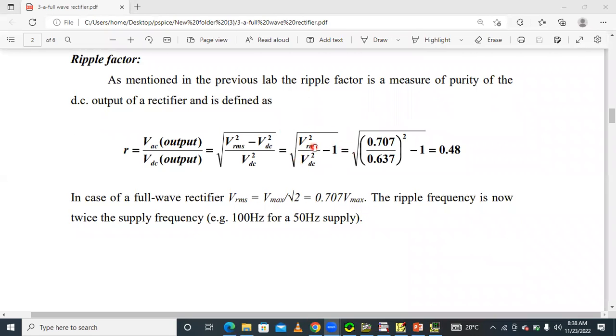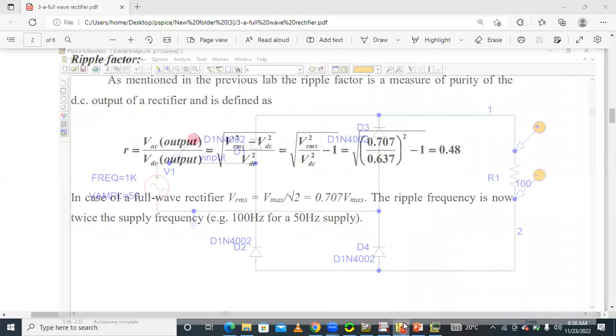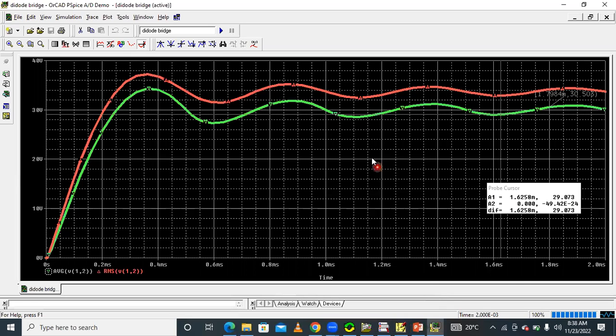By executing this experiment practically, we are getting some values now. VRMS is equal to 35, V average is equal to 30. By substituting these values, we will get a ripple factor equal to 60%. So this is about without filter. These are the ripples, and ripples equal to 60% are present in this output voltage waveform.